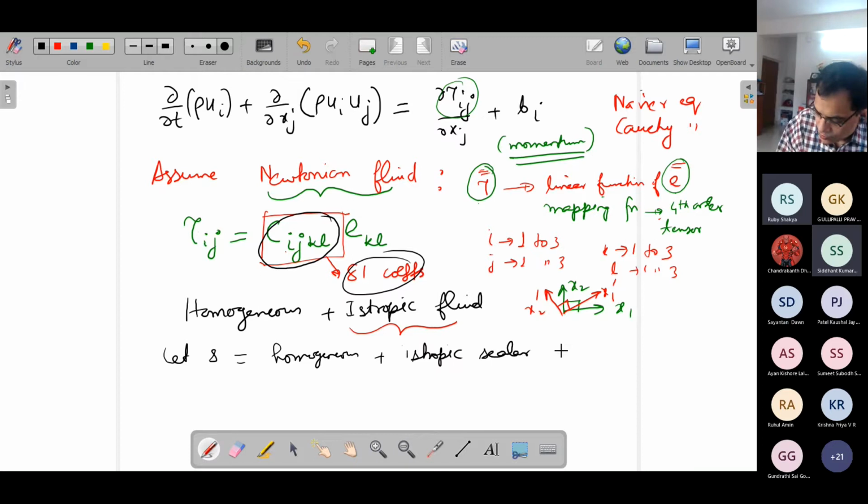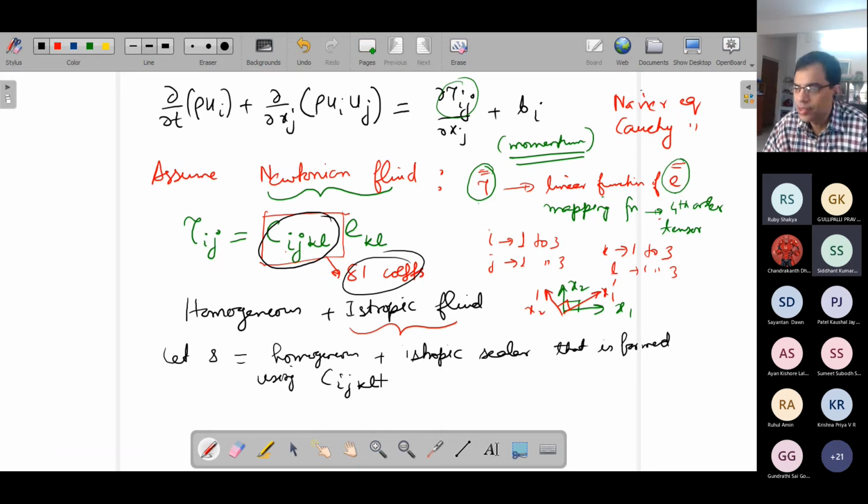that is formed using Cijkl. So Cijkl has 4 indices. That means it's not a scalar, and therefore some additional things are needed to convert it to a scalar. And let us say that the additional thing that we are considering is a vector.